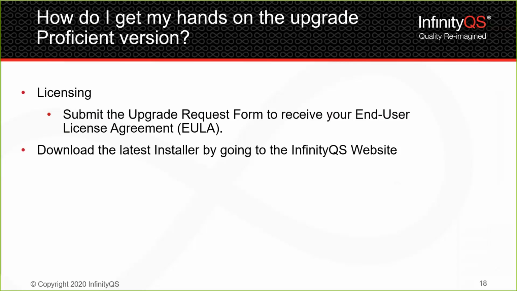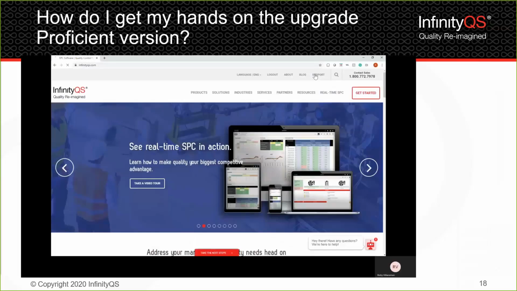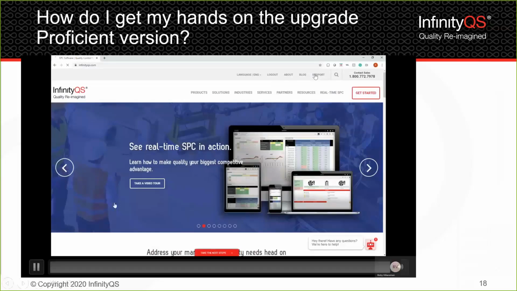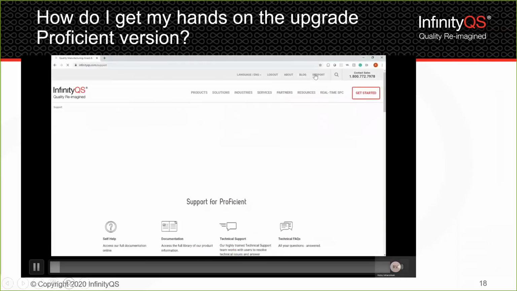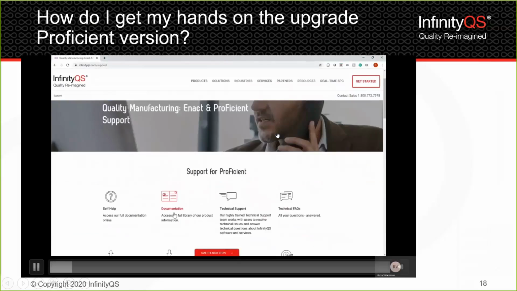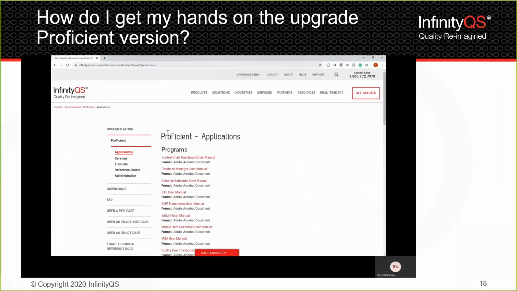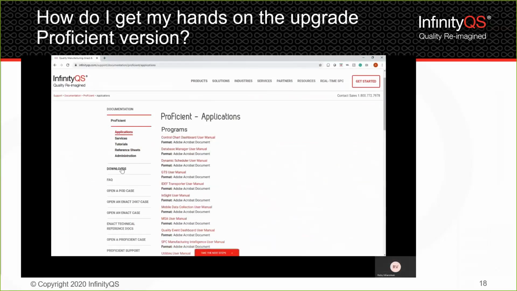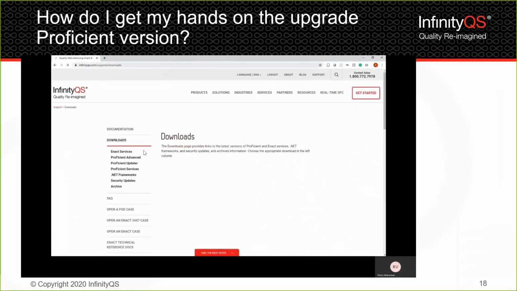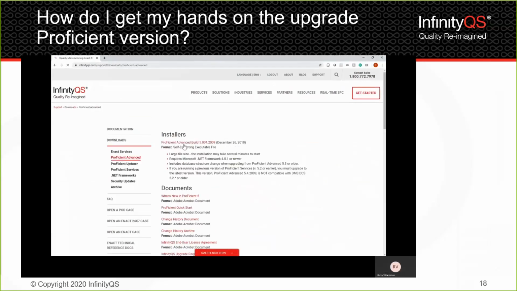After that, you go to the website and install it. So how do you get there? Here's a quick video on how to step through that process. All right. This is the InfiniQS website. You just go to support at the top there, then go to documentation. Then you're going to go to downloads. Then you're going to hit ProFicient Advanced. Once you do that, you'll see there is the actual executable.